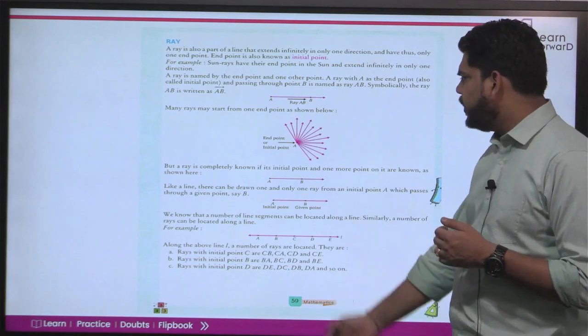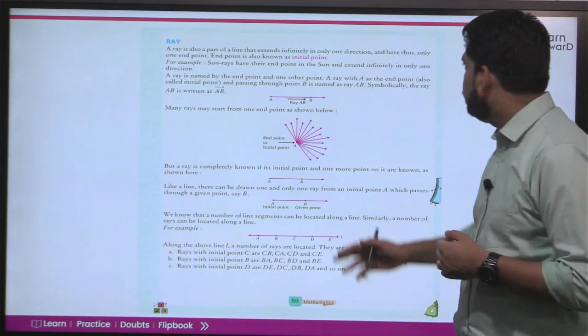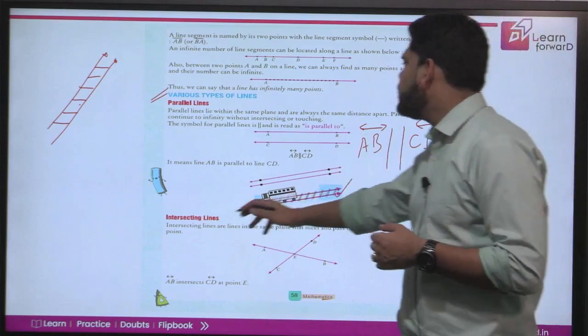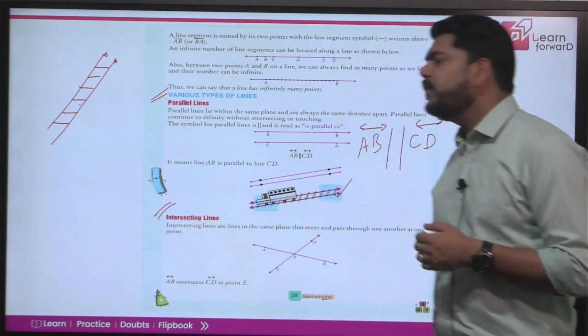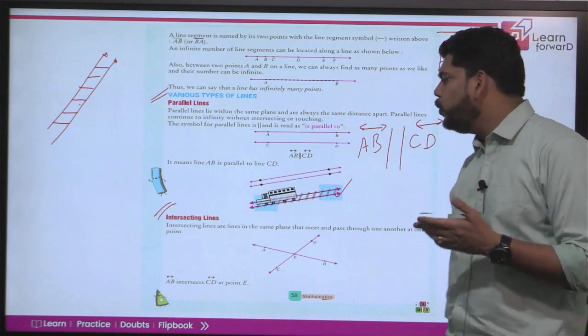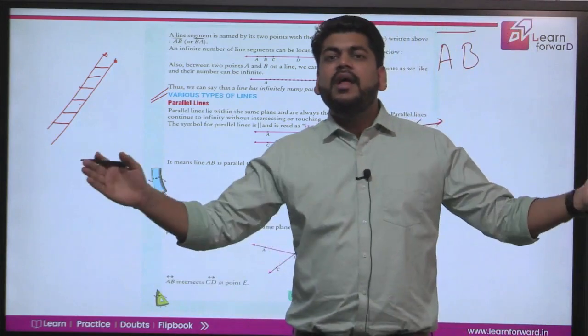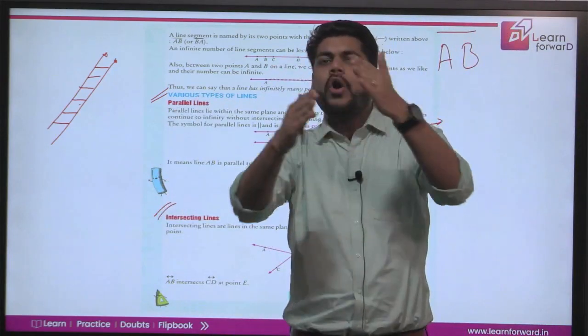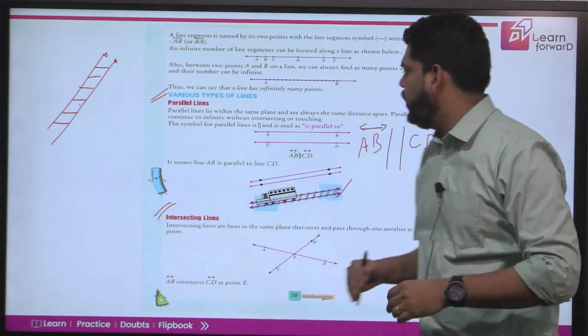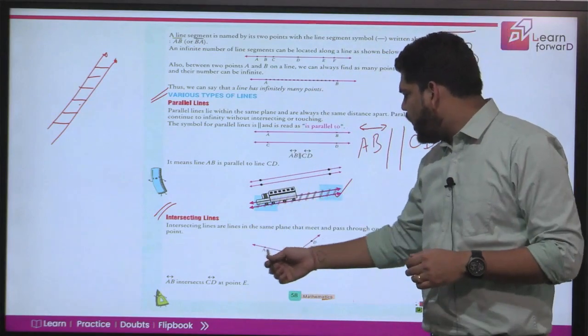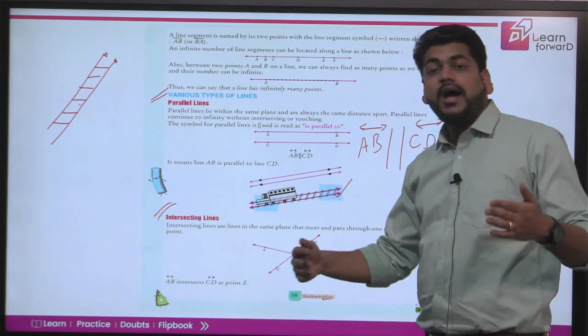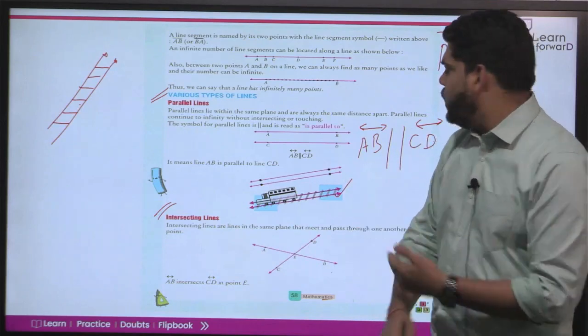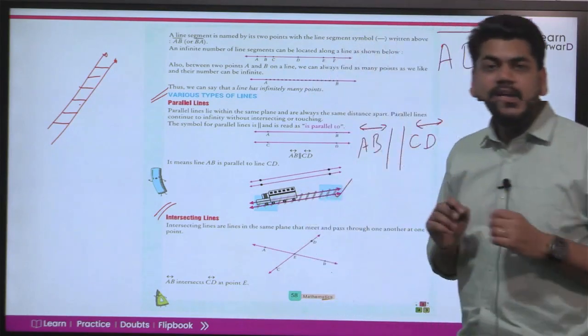Okay, we can further read it out. Intersecting lines. The next concept is intersecting lines. I have already told you what intersecting lines are: the lines which cut each other or meet each other at any point. Here you can see line AB and CD are crossing each other, right? And they are meeting at point E.